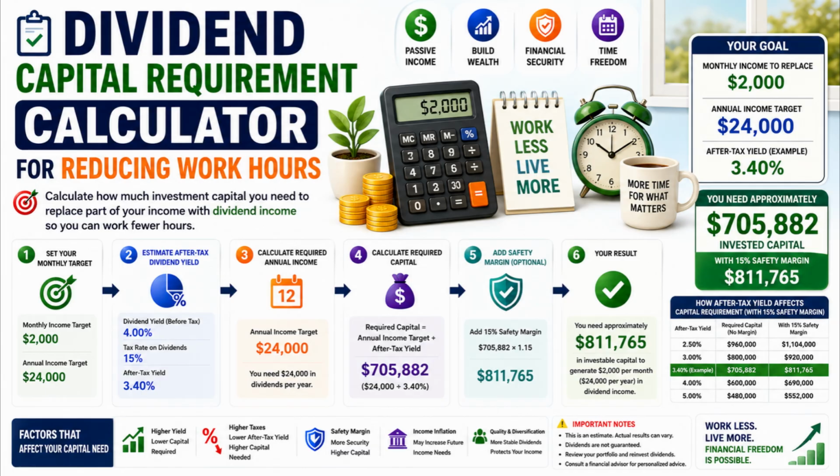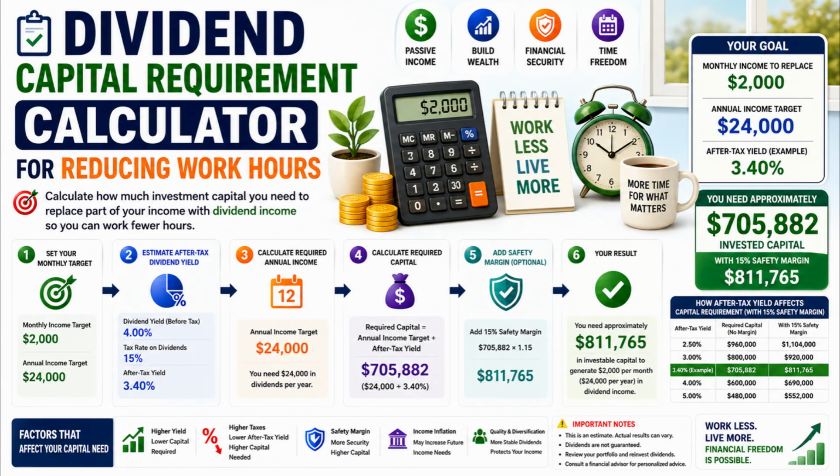First, set your monthly income replacement target. In this example, the goal is to replace $2,000 per month with dividend income so that you can work fewer hours while still maintaining part of your cash flow. Next, convert that monthly target into an annual income target. Since $2,000 per month is the goal, multiply that amount by 12 months. As a result, the annual income target becomes $24,000. This means your dividend portfolio must generate $24,000 per year to replace that portion of your income.